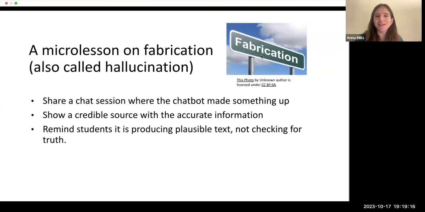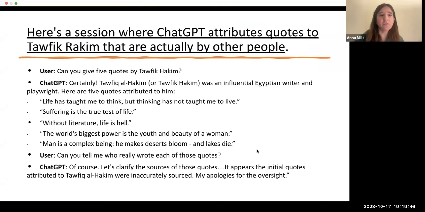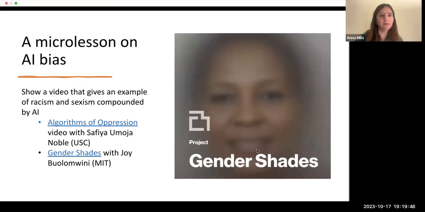Now for fabrication, which sometimes gets called hallucination, but that sounds too much like the model is sentient, is dreaming. It's really just making things up. It's different to share and show them how it makes something up than just to say that it makes things up, right? So just to show them that, and to show them that what it's made up is wrong, show a credible source. And that can be so simple.